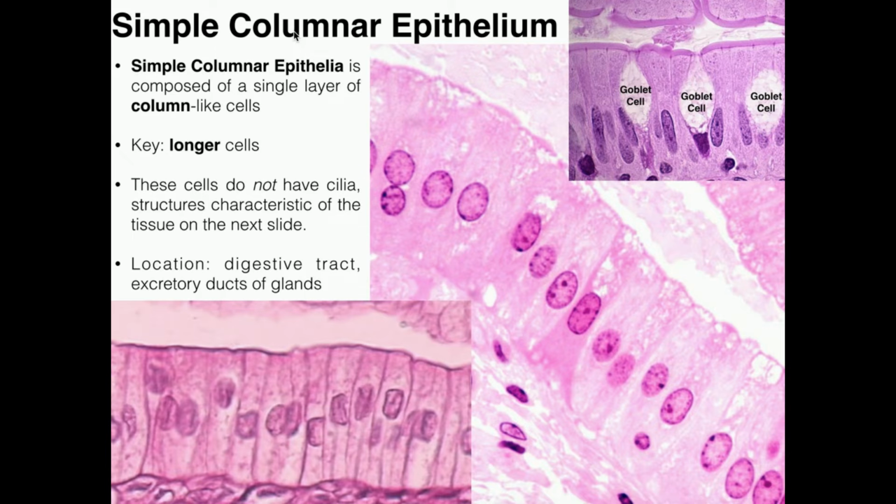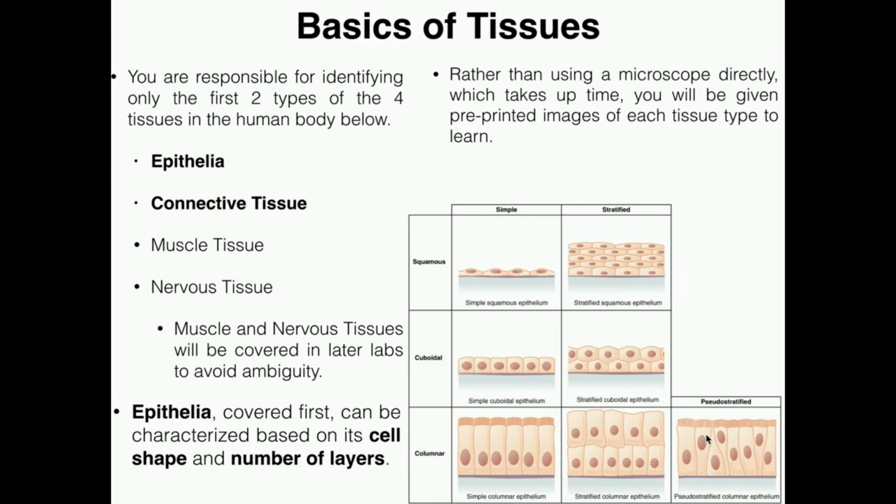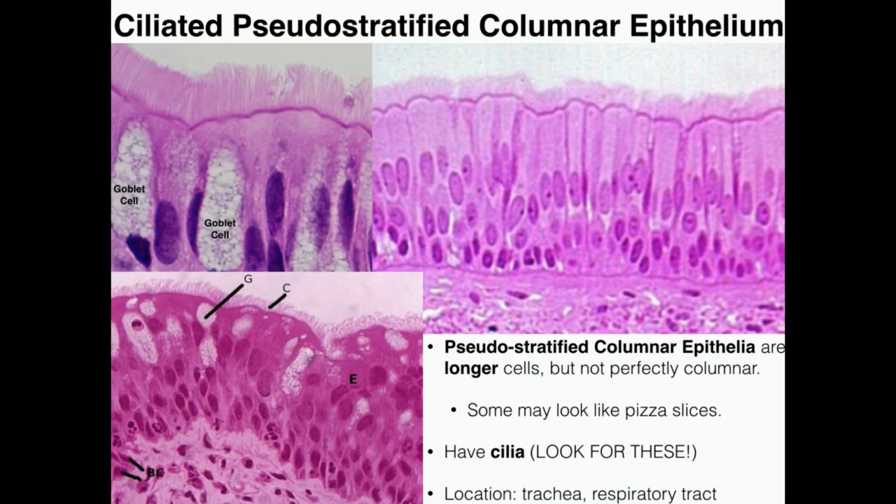Now, simple columnar epithelium is not the only tissue to have goblet cells. The other one is ciliated pseudostratified columnar epithelium. Kind of a pain to write that all out, but you do need to do that. Notice these are pseudostratified, so these are not perfect columnar cells. Remember when we went to this picture, it looked very uneven. They're not perfect columns, and in some cases it might look like someone took the pieces of a pizza and just threw them onto a microscope slide. You can tell these are definitely not perfect columns.